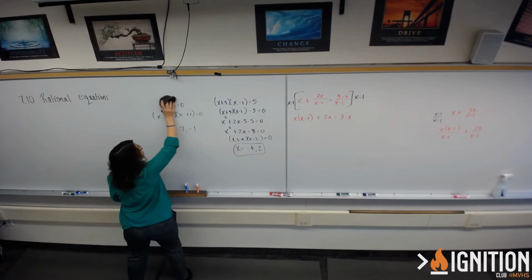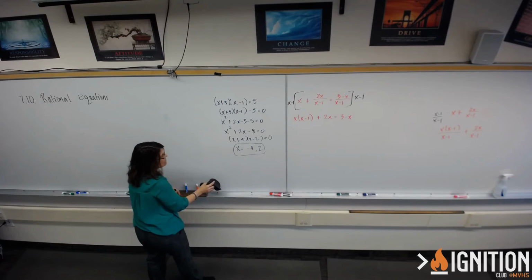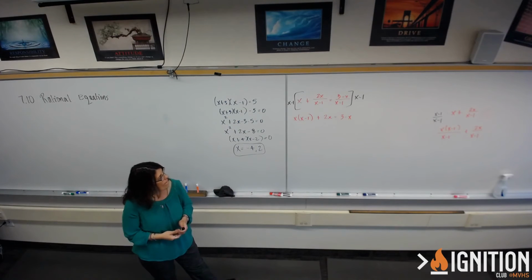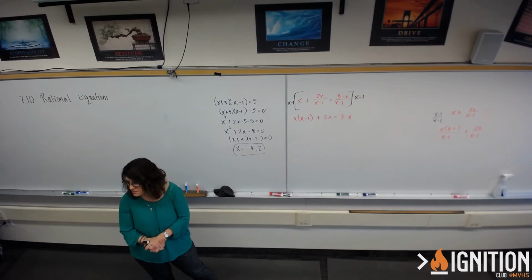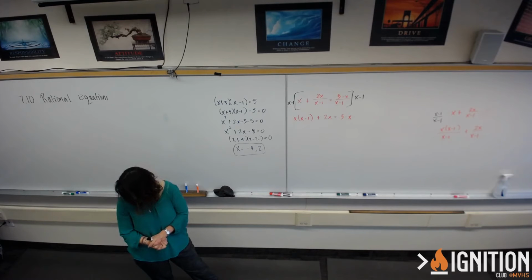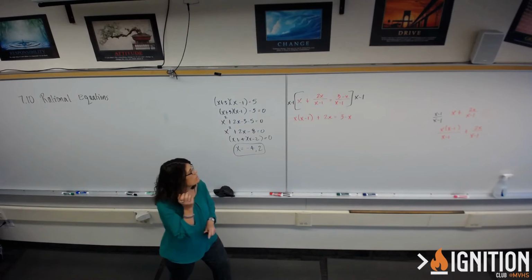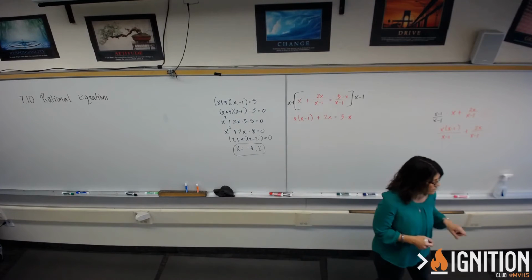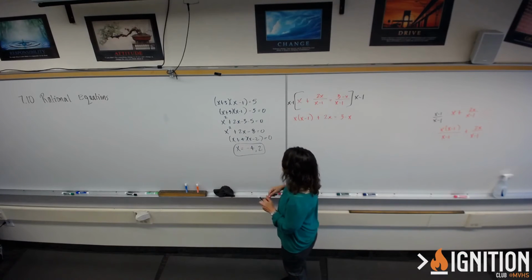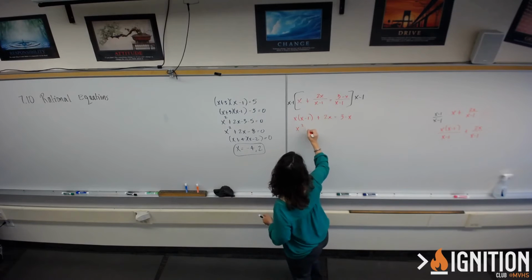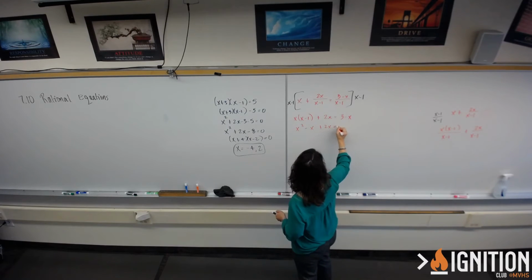So I did find that. Compare with your neighbor, see what you get. You should always compare with your neighbor, see what you get. Distribute, combine like terms. Plus x is 2x minus 3.